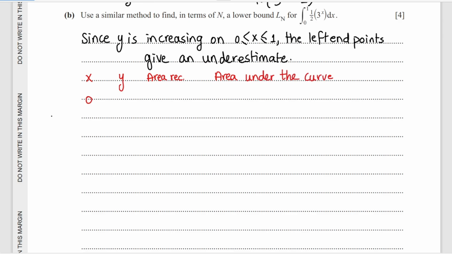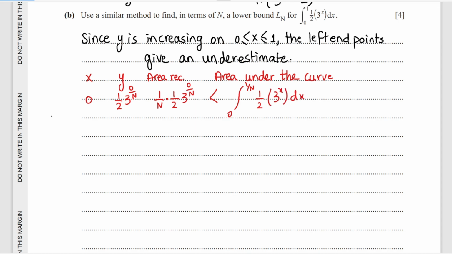So the first left end point touching the curve is 0, and then y is equal to half 3 to the power 0 over n. Keep 3 to the power 0 over n to see the pattern properly. The area of the rectangle is width times length. Remember that the width is 1 over n, and the length is the y value, which is half 3 to the power 0 over n. And this is less than the area under the curve from 0 to 1 over n.